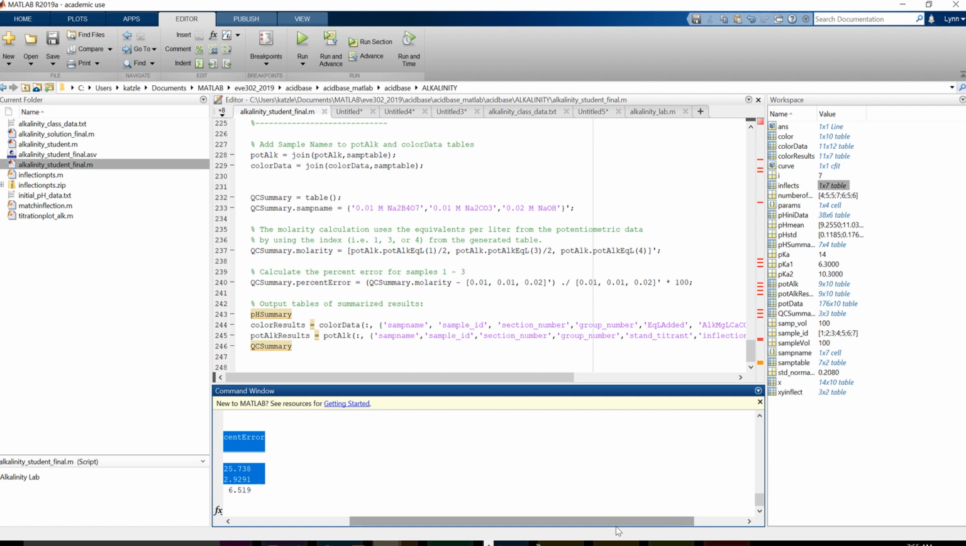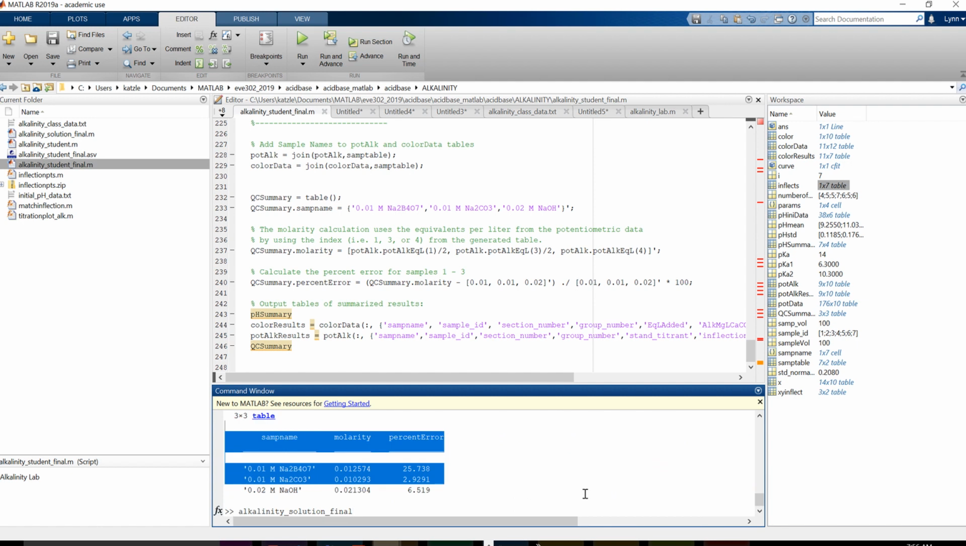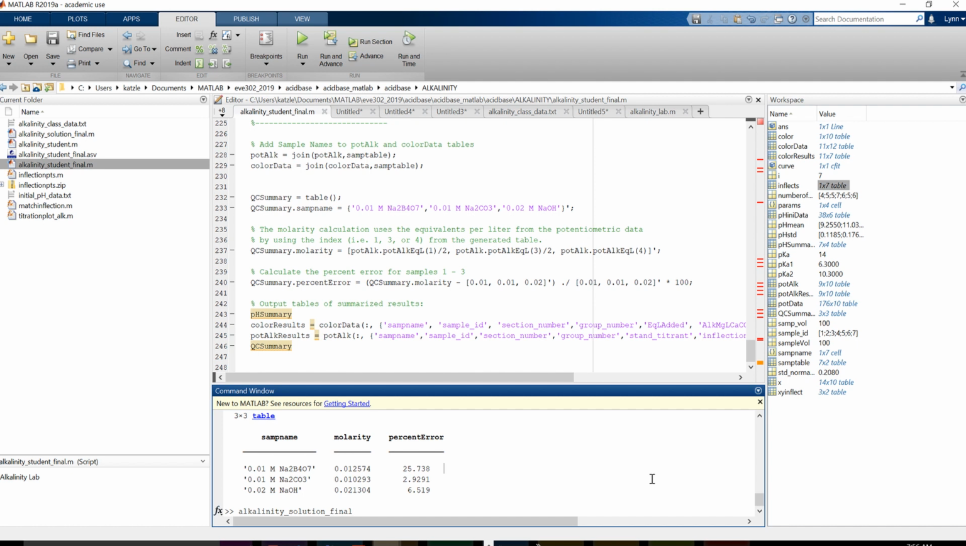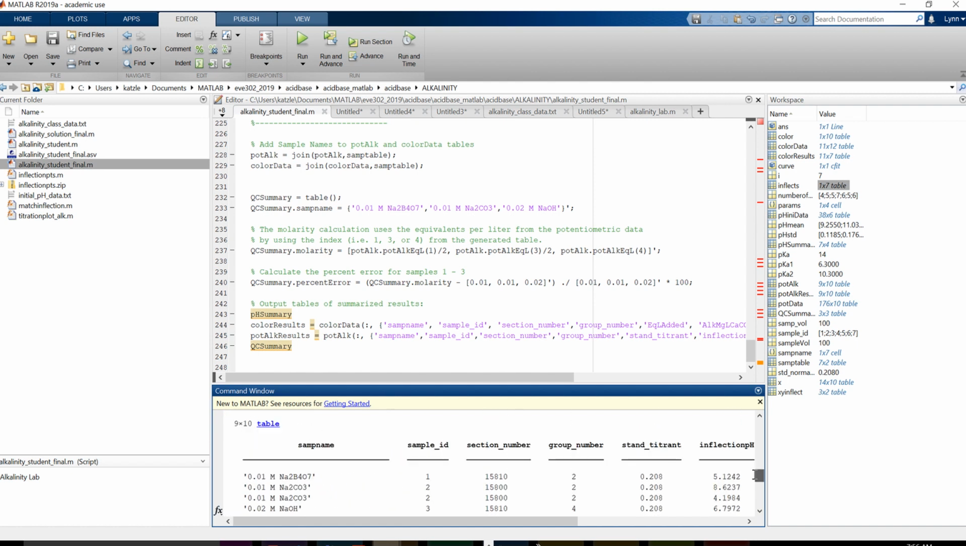And finally, the last table shows the sample name, what the molarity was that was determined from the sample, and then the error that was associated with comparing that to the theoretical value, or the value that was associated with what we added to the solution.